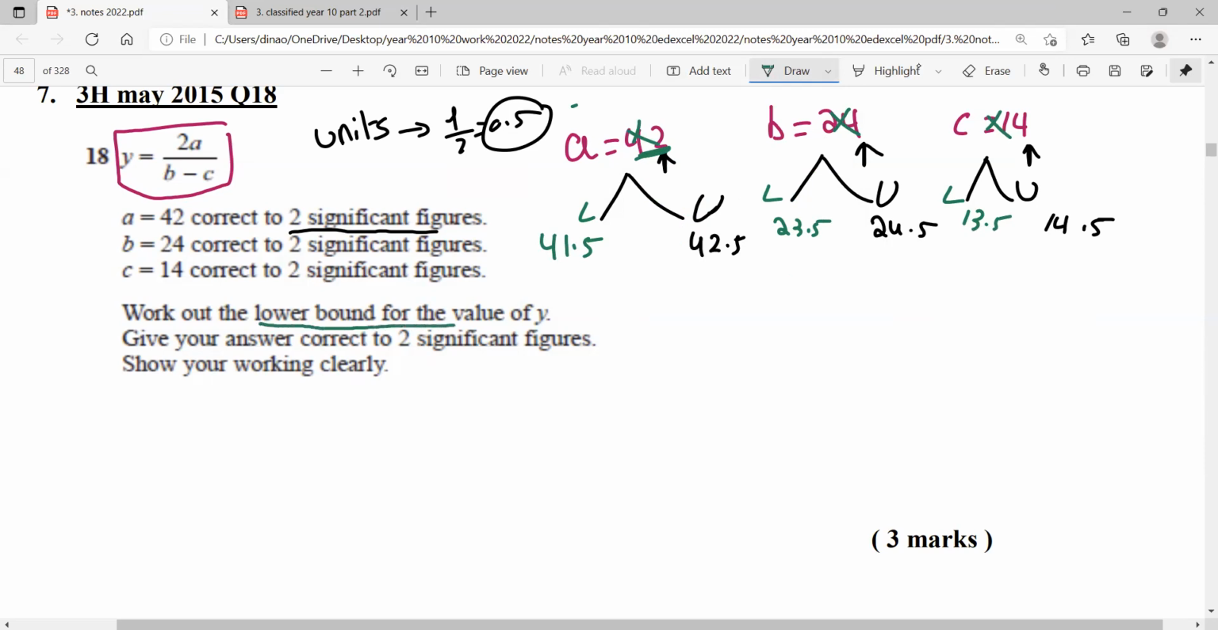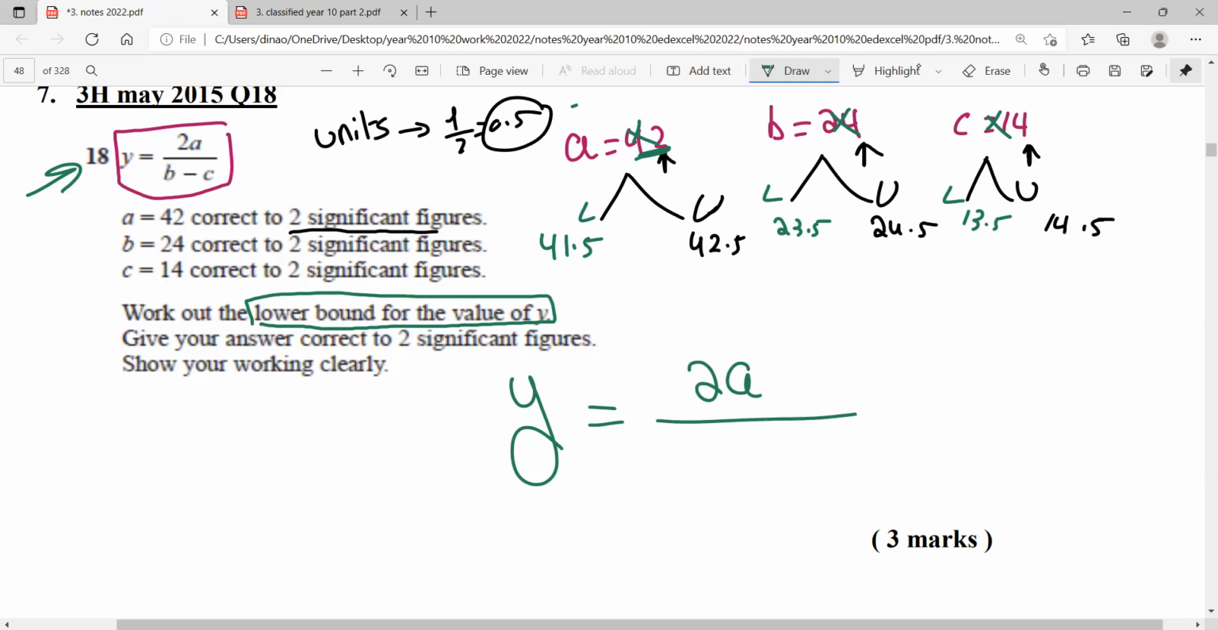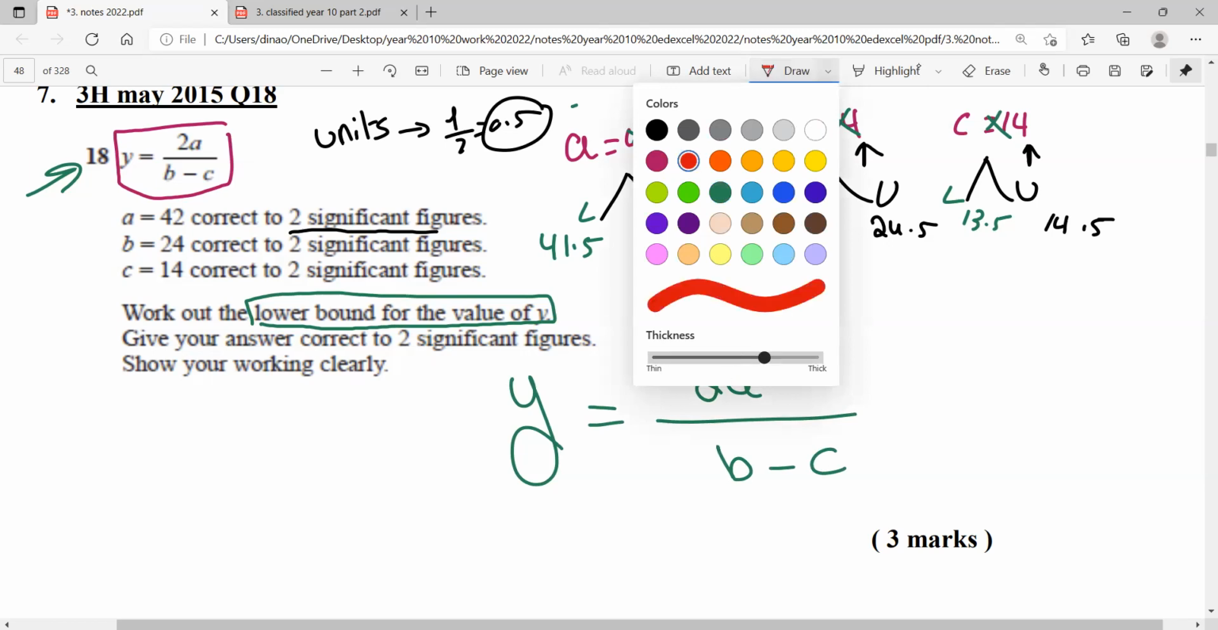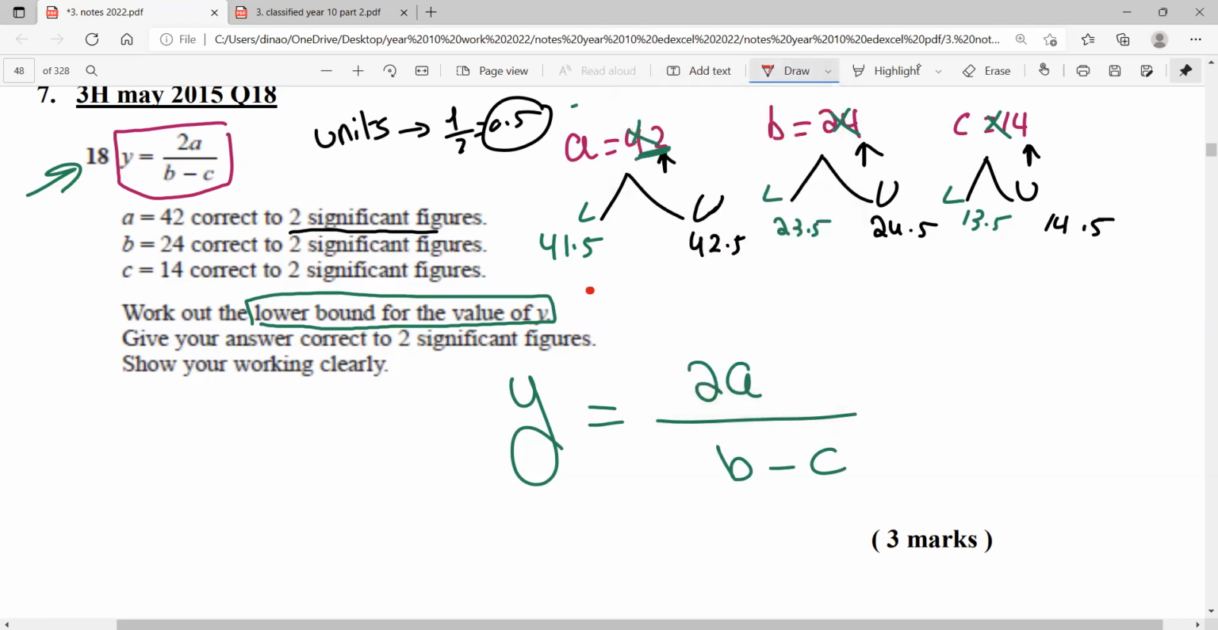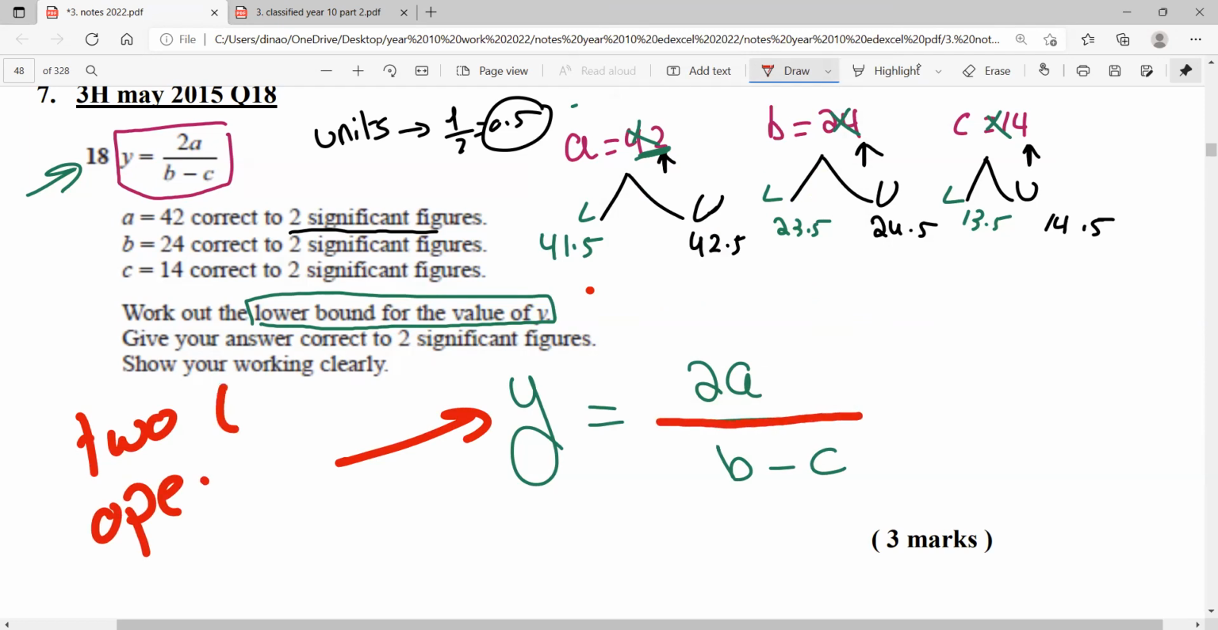Calculate the lower bound for y. Now this question, see, this is question number 18, and it's not supposed to be a super easy question. Now, the fraction y has two operations, as you can see. These sorts of questions are very important. Again, y has two operations. What are they? It has the division, so this is the first operation. And it has this subtraction over here.